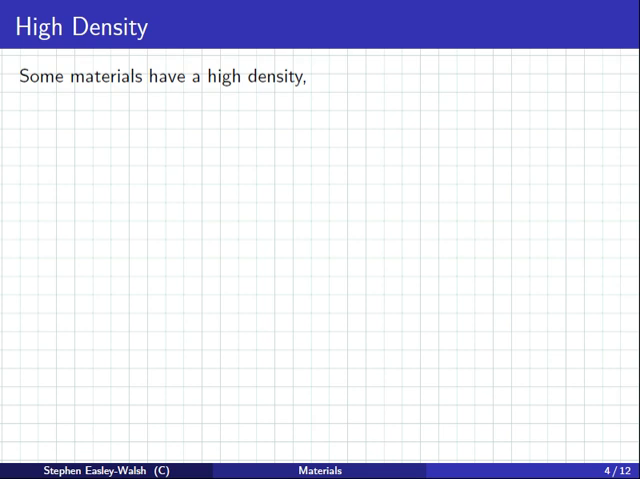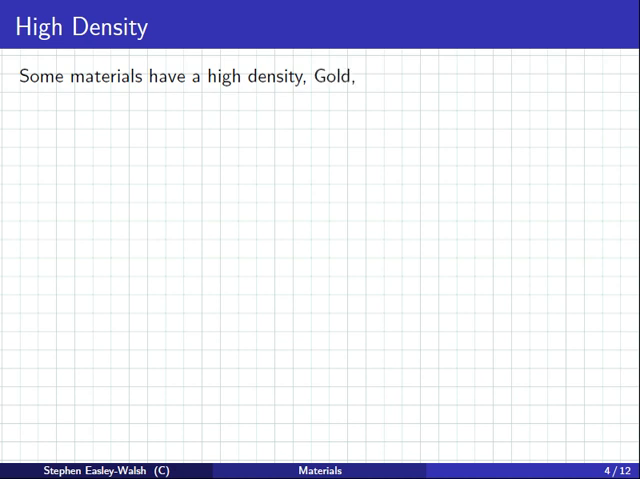Something else. A metal. Well, what's a metal with a high density? Steel. Or something expensive, like gold, for example. Mercury has a high density as well, doesn't it? Especially for a liquid at room temperature. Yeah. Gold has a very high density.